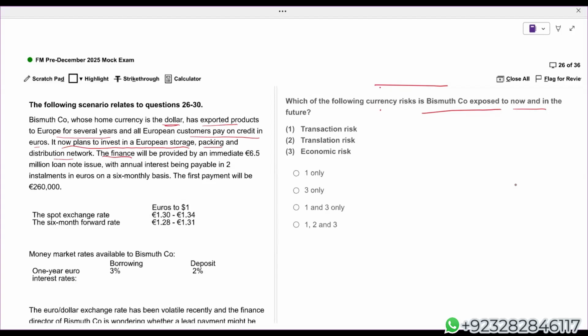The finance will be provided by an immediate 6.5 million euro loan note issue, with annual interest payable in 2 installments in euros every 6 months. Now, when you will be paying interest, obviously when you have taken a loan in euros, you will be paying interest in euros. When you will be paying interest in euros, you will have to bear transaction risk, which is a short-term risk. The first payment will be $260,000. So obviously you have to bear transaction risk, you have to bear the translation risk.